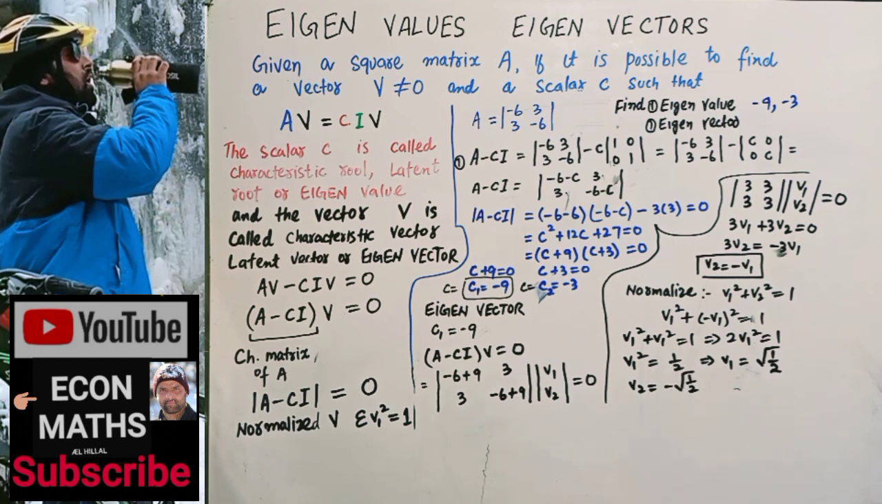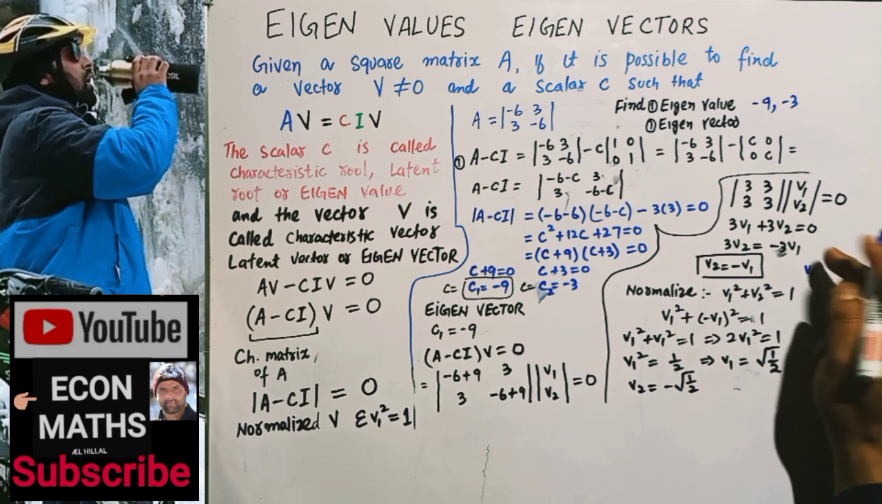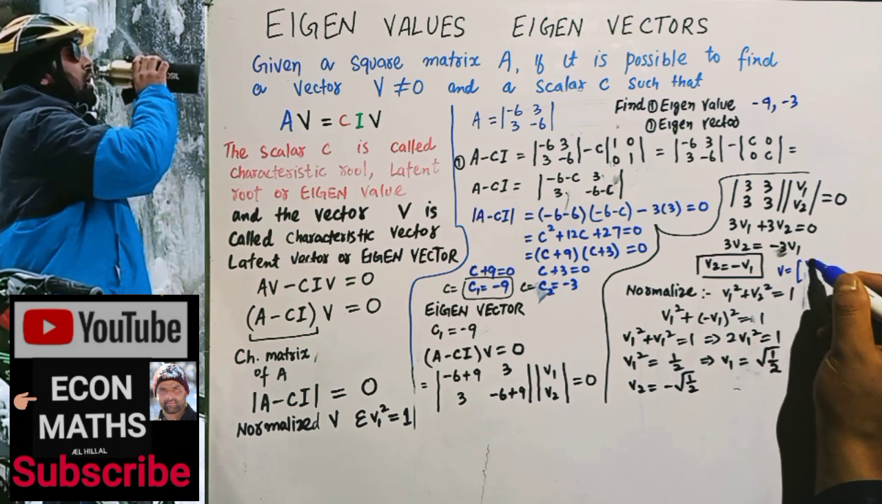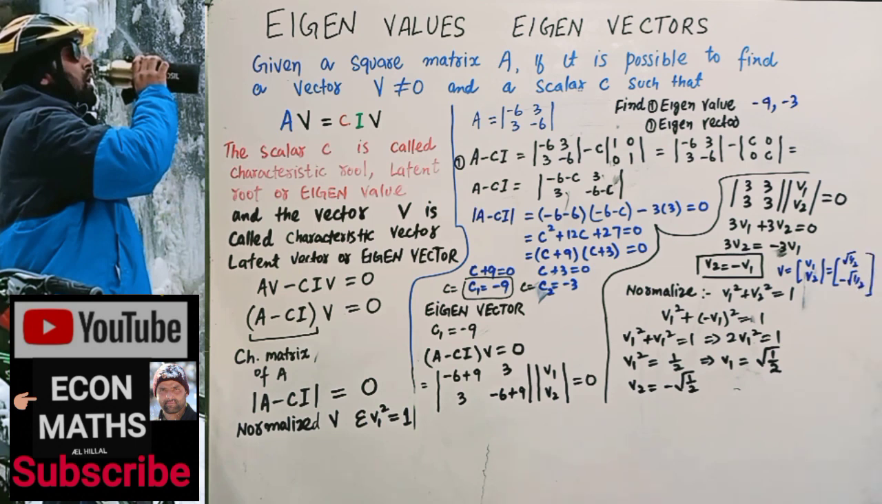That means our eigenvector came out to be v equal to v1 v2, which is equal to, so we got two values, under root 1 upon 2 and minus under root 1 upon 2. This is the first eigenvector. With the same method we can find out the second eigenvector.